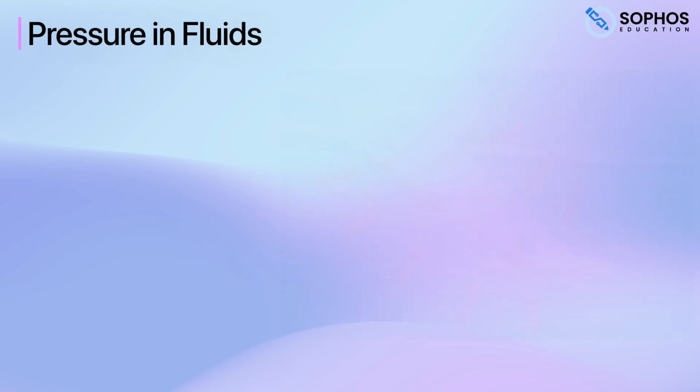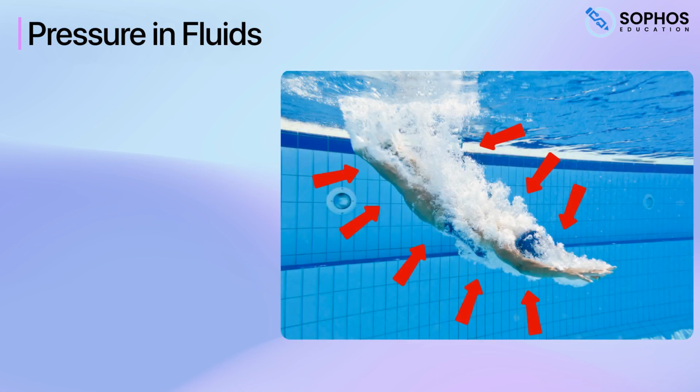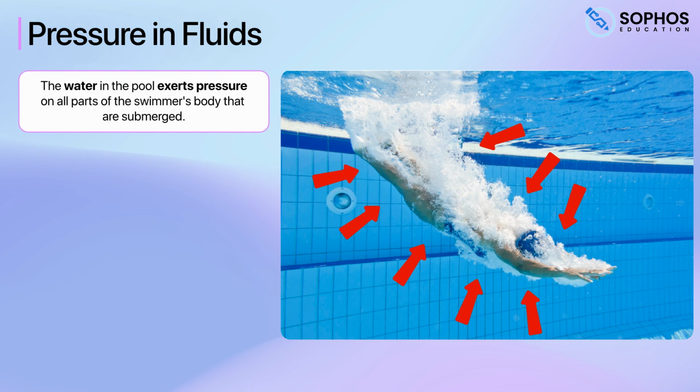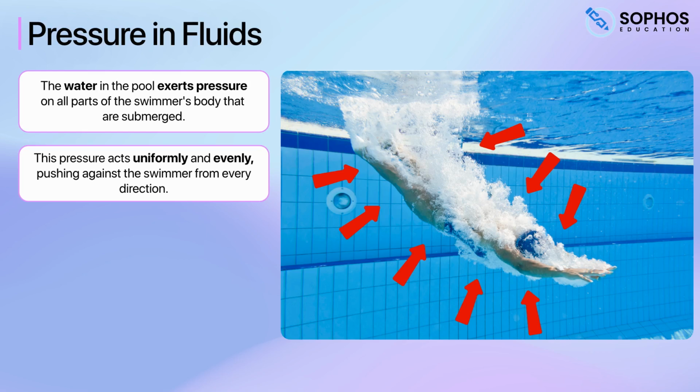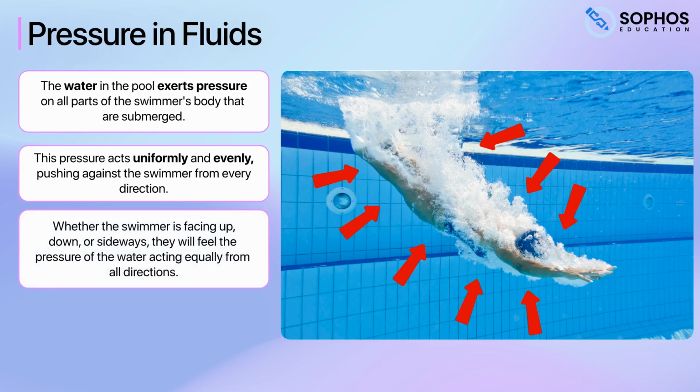To visualize this, imagine a swimmer diving into a pool. The water in the pool exerts pressure on all parts of the swimmer's body that are submerged. This pressure acts uniformly and evenly, pushing against the swimmer from every direction. Whether the swimmer is facing up, down, or sideways, they will feel the pressure of the water acting equally from all directions.